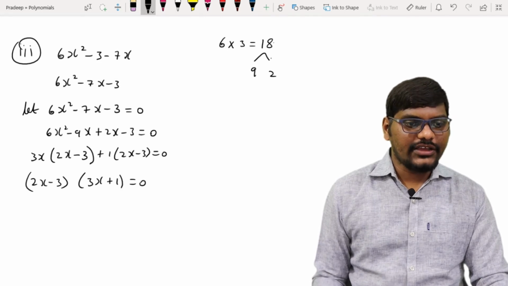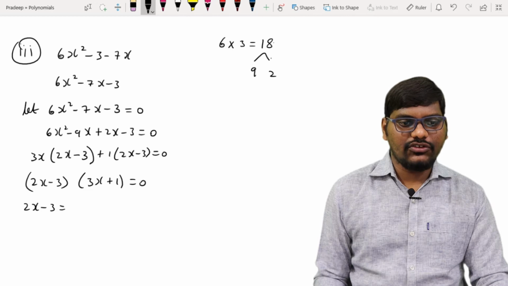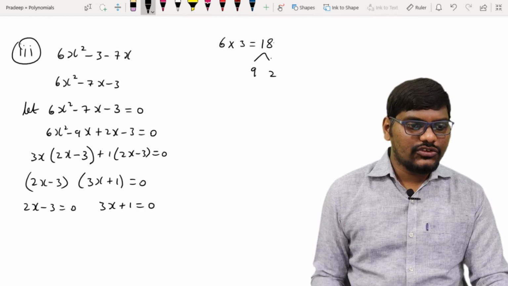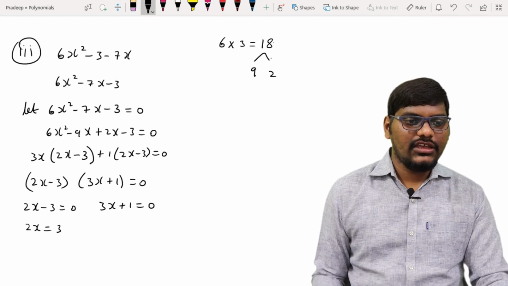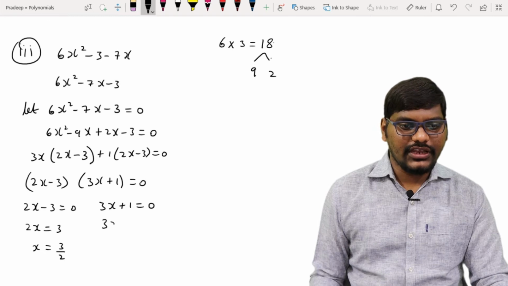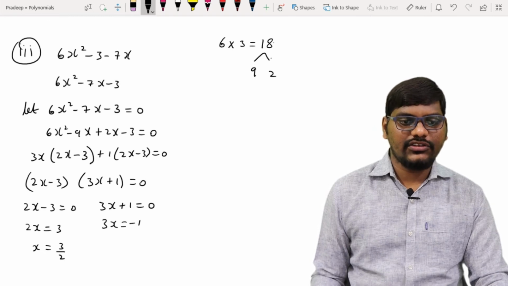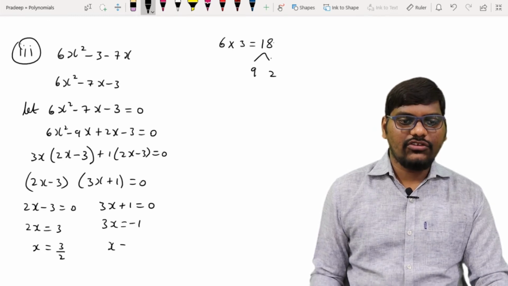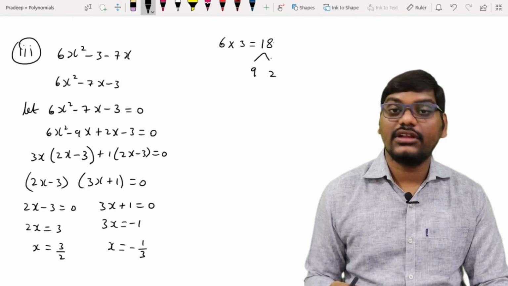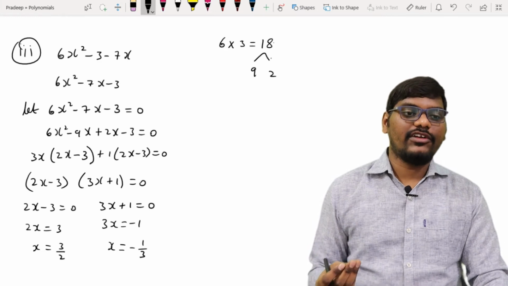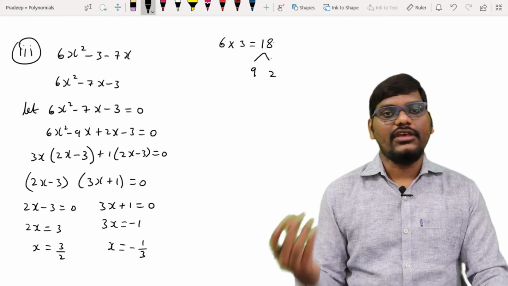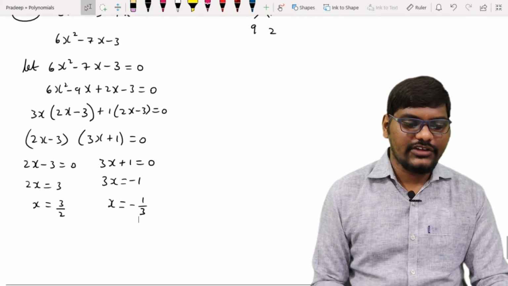Okay, so I'll take these separately. 2x minus 3 equal to 0, and 3x plus 1 equal to 0. So I can write 2x equal to 3, so x equal to 3 by 2. Here in 3x plus 1, when I send 1 to the other side, it becomes minus 1, so x equal to minus 1 by 3. So these are the x values, that is nothing but the zeros of the given polynomial. The values we got are 3 by 2 and minus 1 by 3. So let's write further.